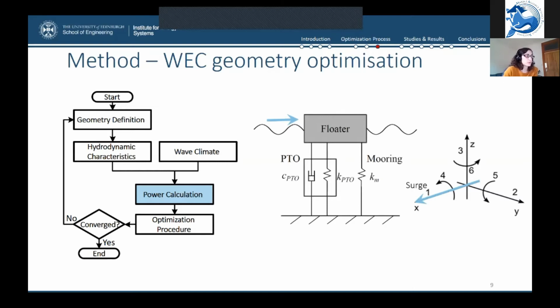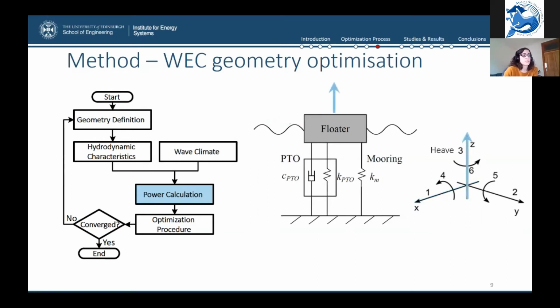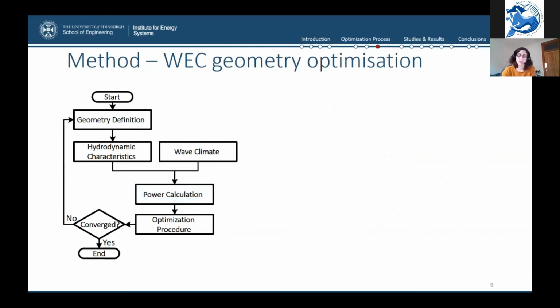But in this case, when I re-implemented the method, I made it so that it would apply to devices oscillating in any of the 6 degrees of freedom and any combinations of those. So the results that we will be discussing today also include devices oscillating in heave and in pitch, which is a rotational motion around the y-axis. So we have a geometry, and we can calculate the power for each geometry at a given location.